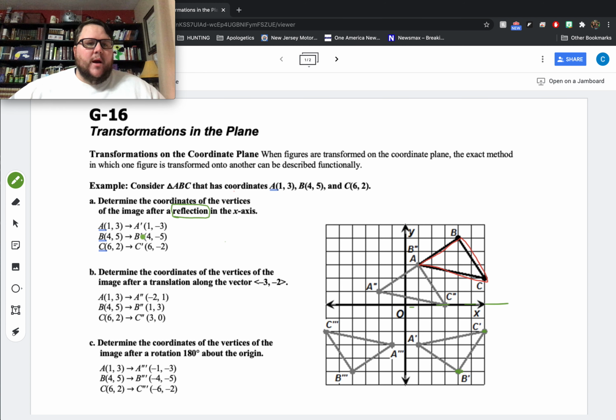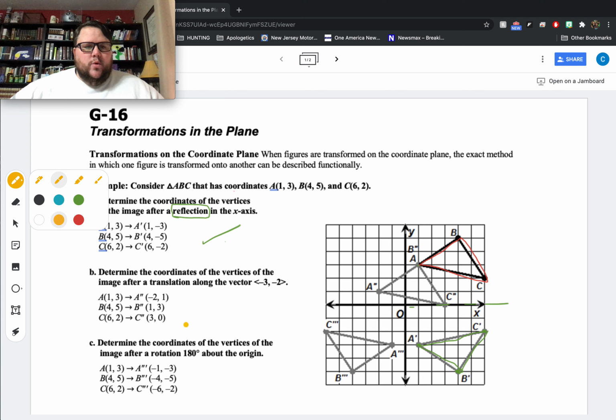So we're using A prime, B prime, and C prime, just one tick mark. And then A, of course, is 3 above, so it's going to be 3 below. Once we find our 3 vertices, we're just going to draw our triangle. And that is done. That's our reflection.